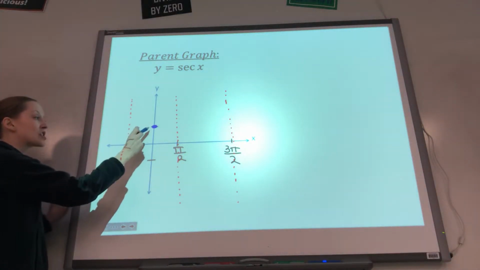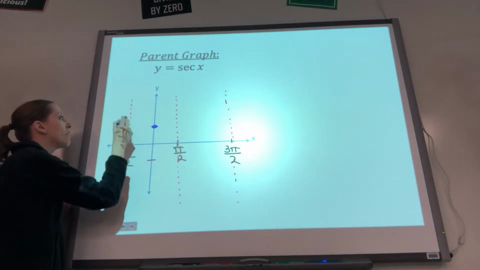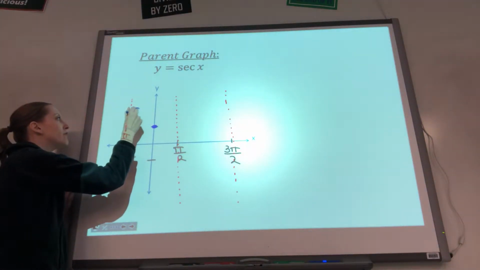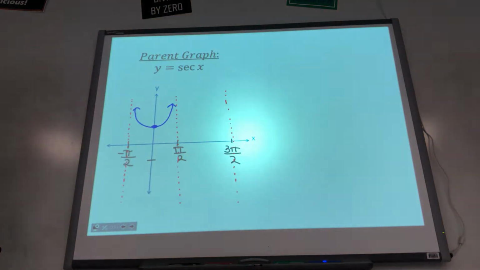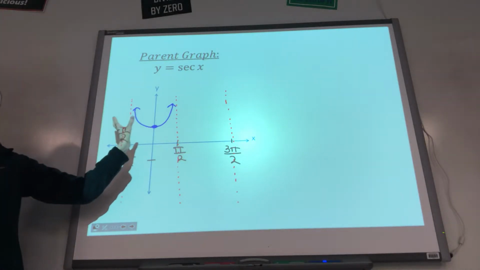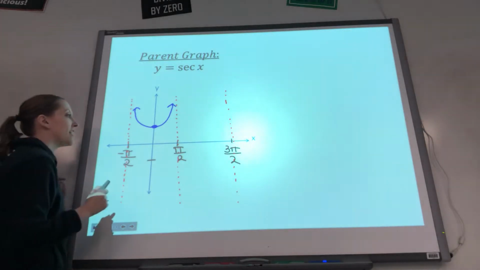And that's actually the only point that I would like for you to graph. The rest of it gets filled in kind of like a parabola, actually. It's sort of like a parabola opening up at 1. So that's the first little chunk of the parent function.